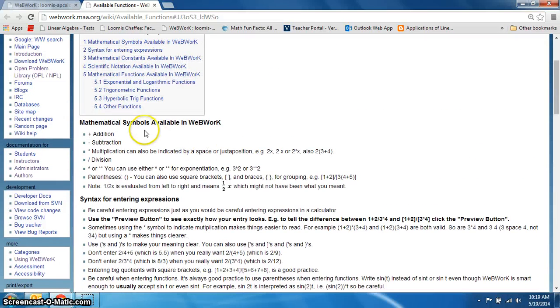A lot of times these are very straightforward. Addition, subtraction, multiplication is this symbol, or you can write it, for example, 2x next to each other, that means multiply. Division is this symbol. Exponentiation is that symbol right there. For example, 3 squared, which is 9, can be written like so.